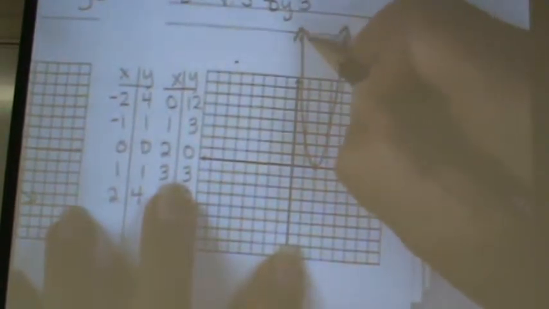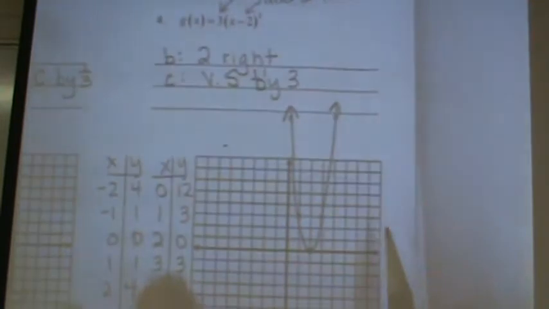0, 12. Unfortunately, my graph only goes to 8. So we're just going to pretend 8, 9, 10, 11, 12. We're going to make it up. And then 1, 3 is there. And then 2, 0 is here. And 3, 3 is here. And 4, 12 is way up here. So if we connect our dots, make a U-shaped figure, that is the graph of y equals 3 times x minus 2 squared.